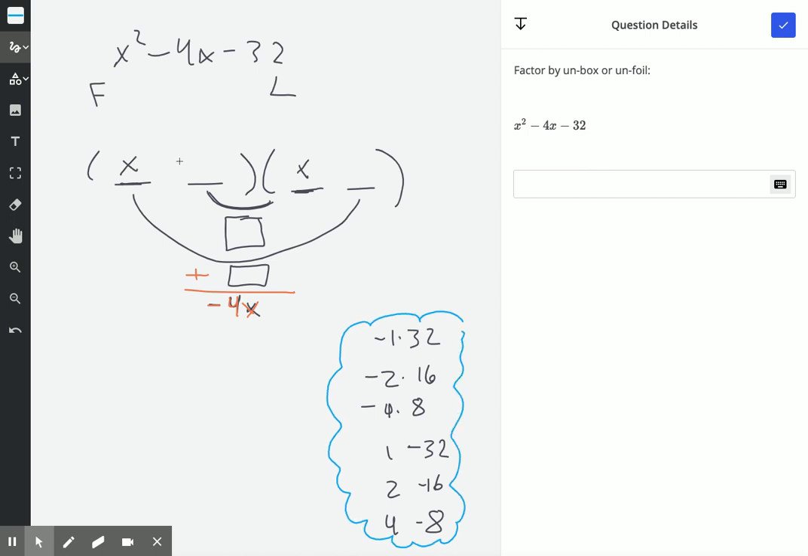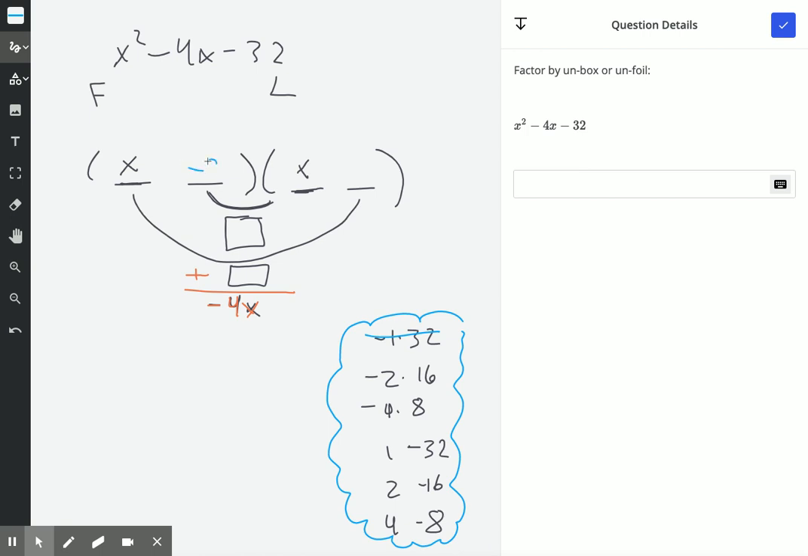So let's try. Negative 1, positive 32 gives me, well, my inners give me negative 1x, and my outers give me a positive 32x. Does that give me a negative 4x? No, not even close. So I'm going to back up. Negative 1, positive 32 doesn't work. So I'm going to go through the list. I have 5 more options. Now, this will get easier with practice and with good number sense.